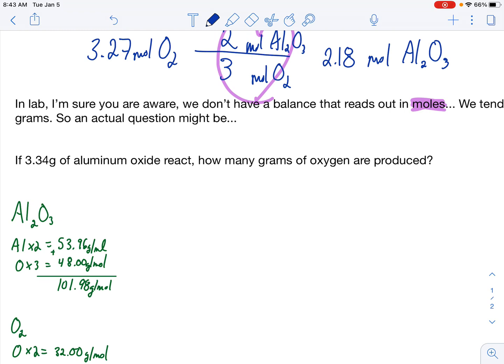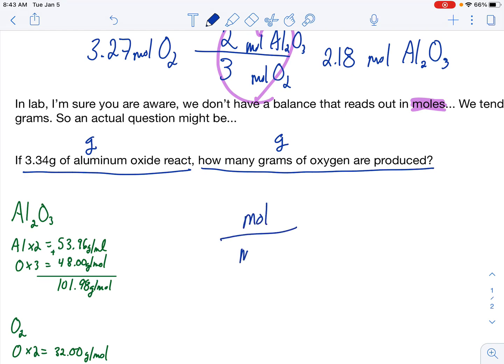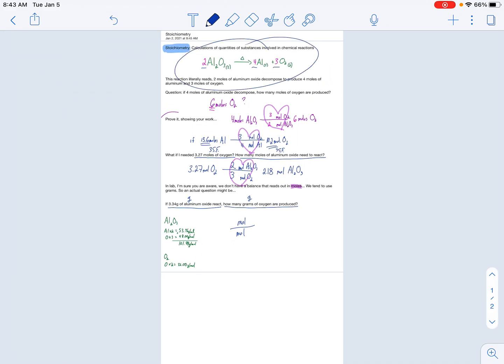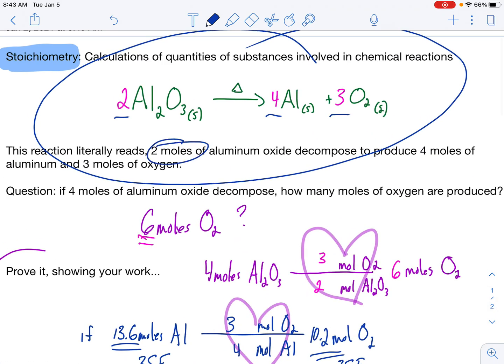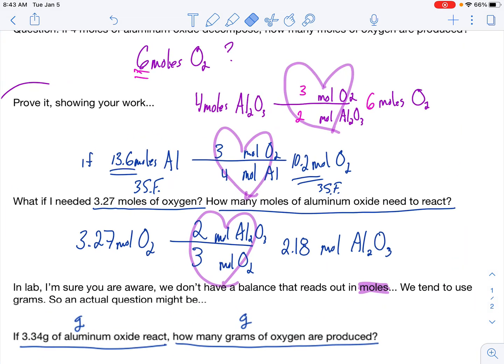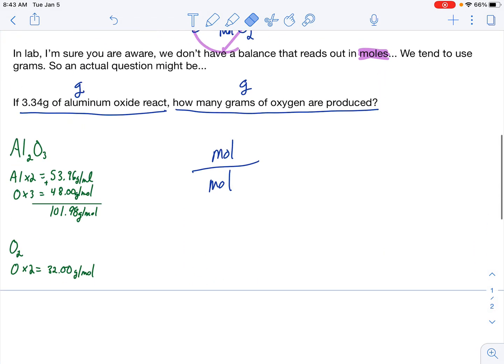I have a question here. 3.34 grams of aluminum oxide react. How many grams of oxygen are produced? So it looks like I'm starting with grams and I'm ending with grams. Stoichiometry, I've made this quite clear, is moles to moles. I cannot use this balanced equation up here in terms of grams. That's only molar amounts. Here it is again, proof to you. Moles, moles, moles. So it's only molar amounts. So if you're dealing with something besides moles, you're probably going to have to convert to moles. And that's all stoichiometry really is.